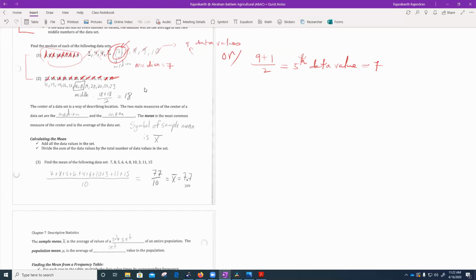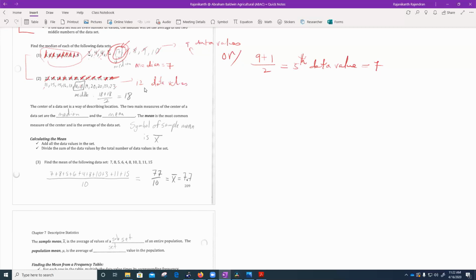Yes. How many numbers are there? 1, 2, 3, 4, 5, 6, 7. Oh, this is 18. 1, 2, 3, 4, 5, 6, 7, 8, 9, 10, 11, 12. Oh, now I have 12 data values, which is an even number. Therefore, you will have two middle numbers.